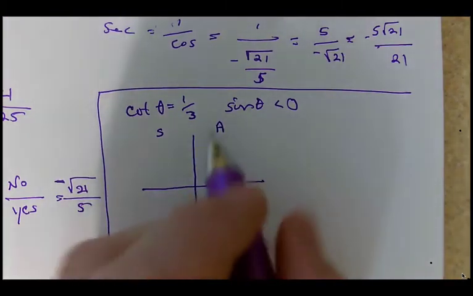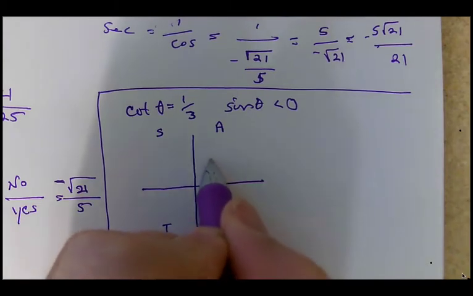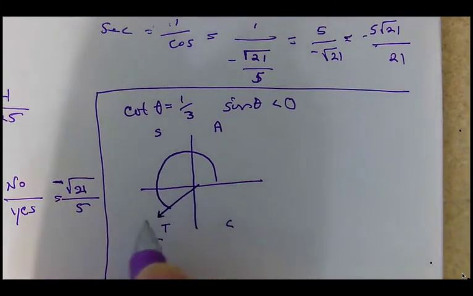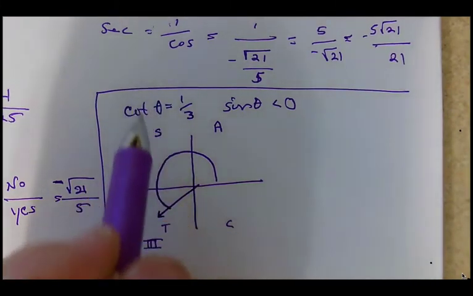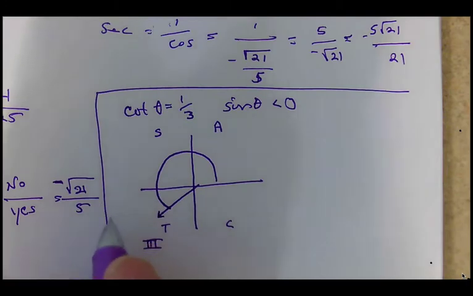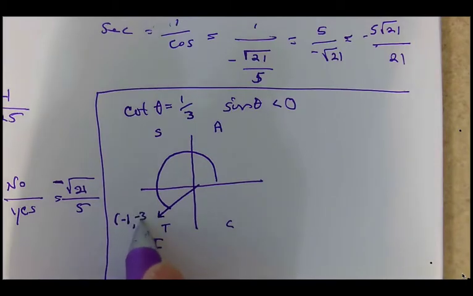If I were to draw the circle out, what do we already know? We have cosine of 1/3, and because it's in a negative negative, we're going to say that this is at points -1, -3.